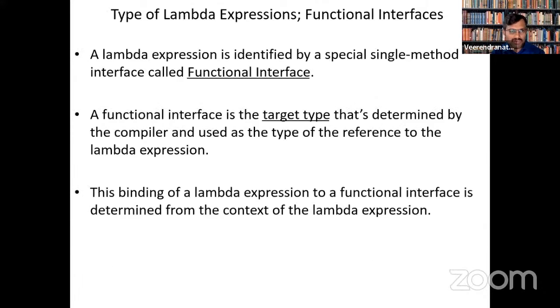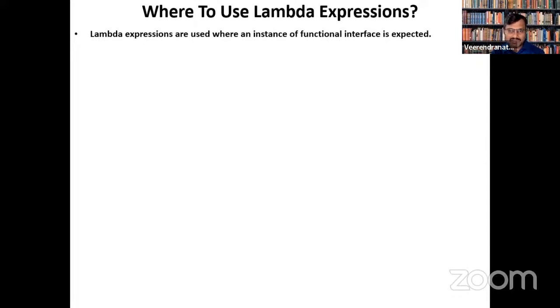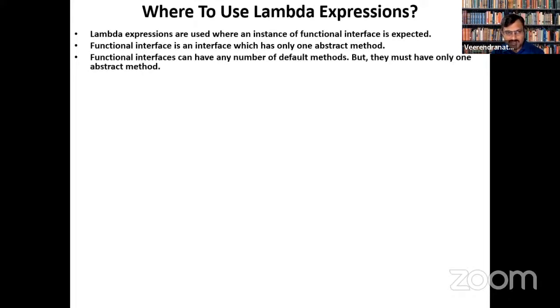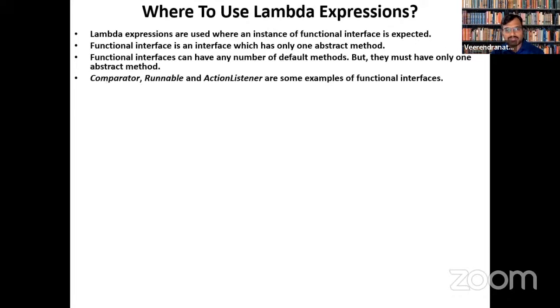Then the next question that arises is, we have seen why and what, so now we have to answer a simple question: where do we use it? Where we have a requirement of a single method under the interface to be used, there we can go for it. Where we have only one abstract method. It can have any number of default methods, but only one abstract method.